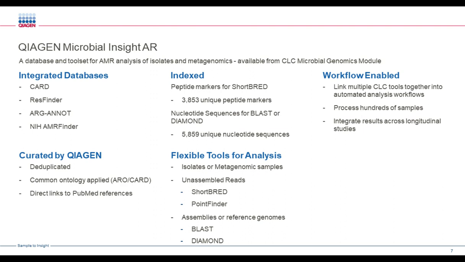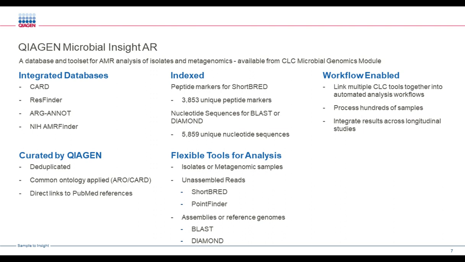The new QIAGEN Microbial Insights AR database is an integration of 4 of the most popular publicly available databases, in particular, the Comprehensive Antimicrobial Resistance Database from McMaster University, also known as CARD, ResFinder, which is from DTU in Denmark, the Argannot database, and the NIH's recently released AMRFinder database. We compiled each of these databases together, deduplicated the results, and reapplied a common ontology across all of the data, making a single, fully integrated database for our users to analyze their NGS data with.